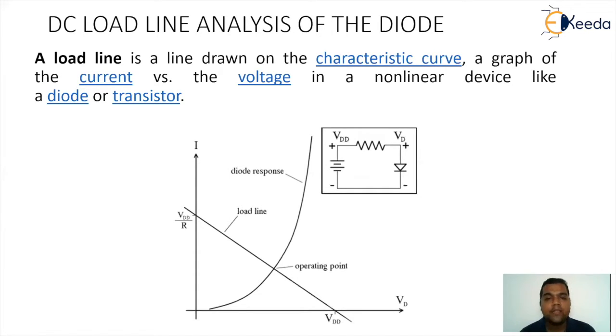Now when I join these 2 points, the load line will cut the characteristics at a particular point. That point will be the operating point of the diode. This is how you can get the operating point, by putting the load line of the diode circuitry on the characteristics.